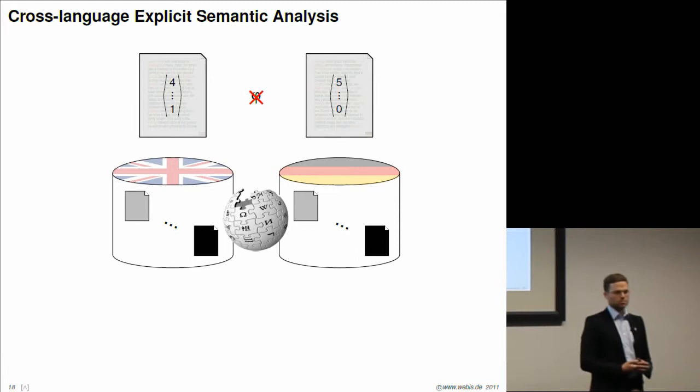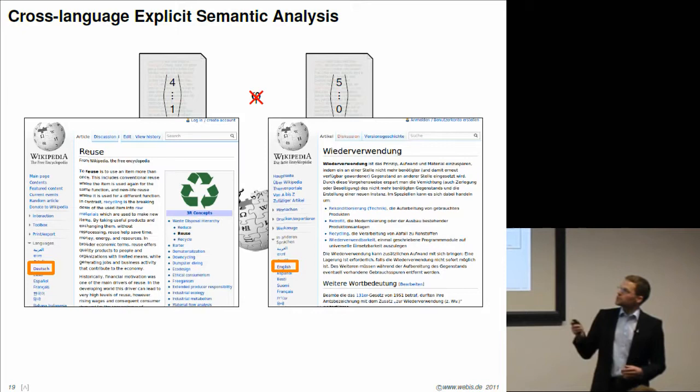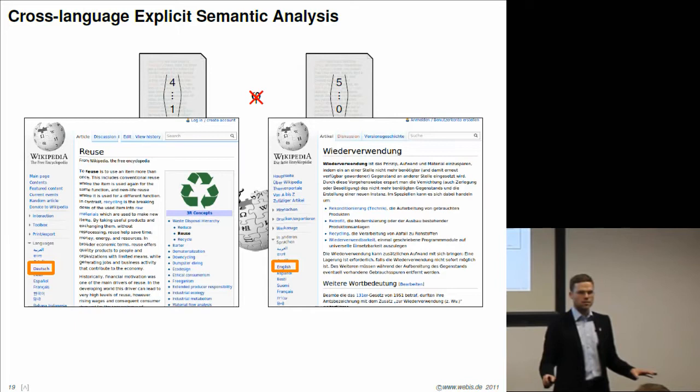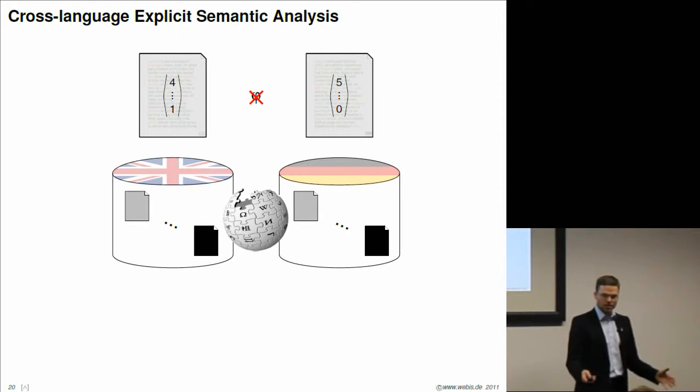Wikipedia is a very good source for this. And I'll give you a quick example. There are the 2 Wikipedia articles about reuse and, in German, Wiederverwendung. They are the same concepts. They talk about it exhaustively. And they are linked across languages. And it is these links we exploit in order to build these collections. Most importantly, these articles are not translations of each other. They are written independently by the crowd. This is why obtaining these collections is much easier than obtaining translations of a lot of texts.